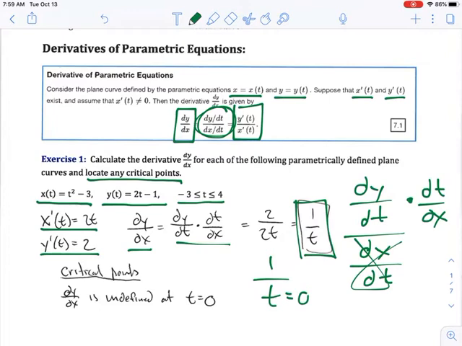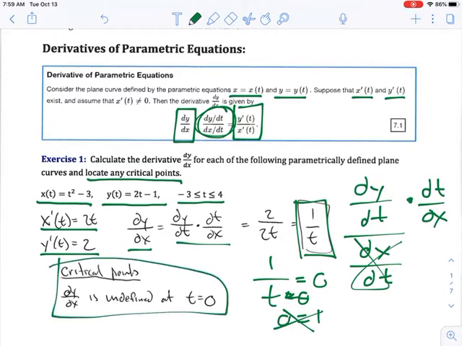If we were to set 1 over t equal to 0, then we would end up with 0 equals 1, which is a contradiction. There is no such thing. And so therefore, there are no values of t where the first derivative is equal to 0. And therefore, the only critical point is where the first derivative is undefined.